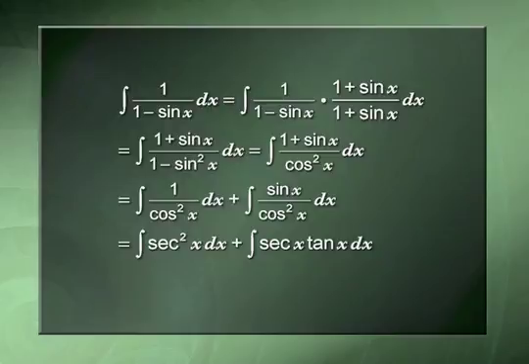So we have two integrals to solve, the integral of secant squared and the integral of secant tangent. Well, I know the answer. The derivative of tangent is secant squared, so the antiderivative of secant squared is tangent, and the second one is secant. So here's our final answer: tangent x plus secant x plus an arbitrary constant.